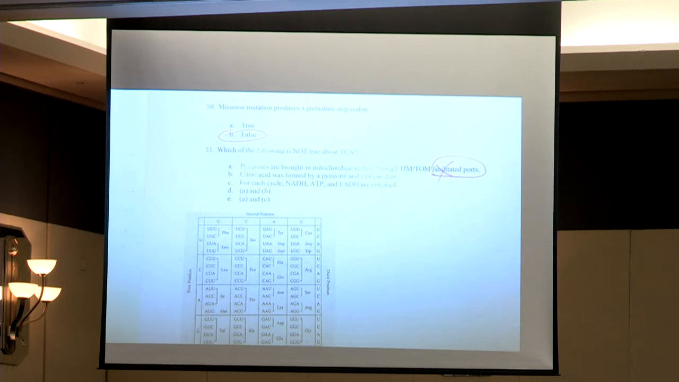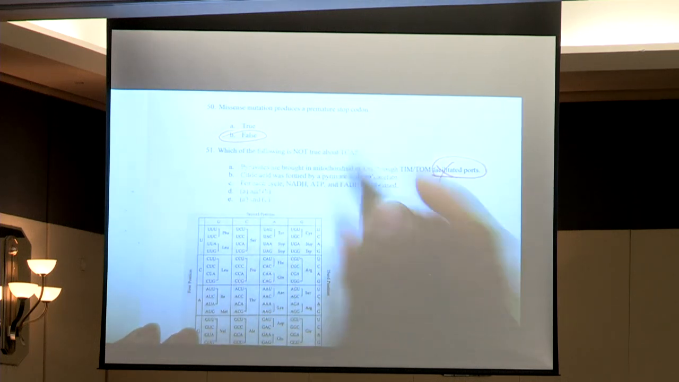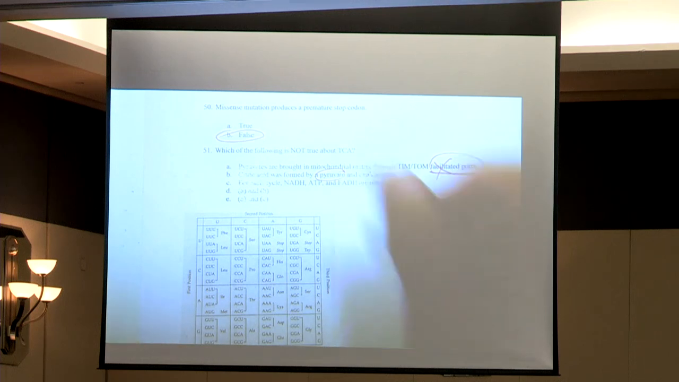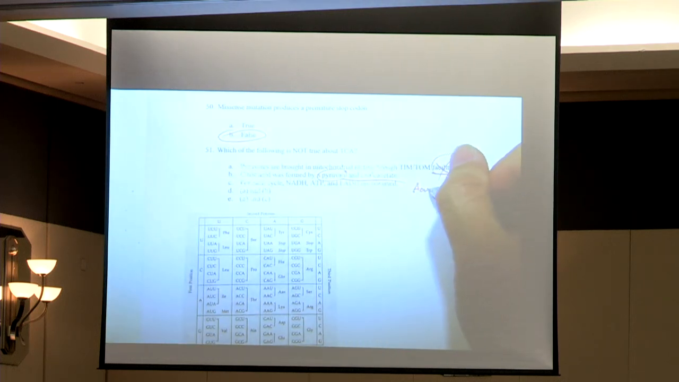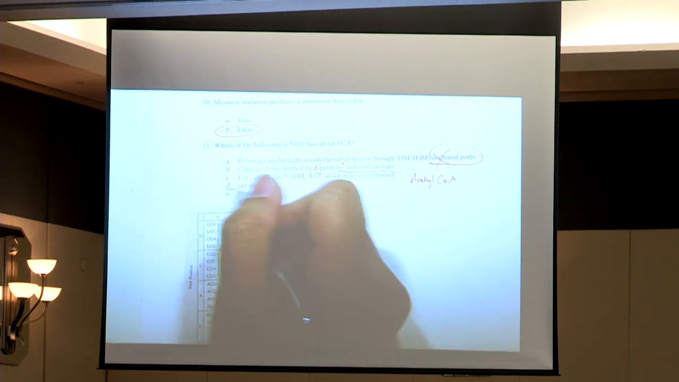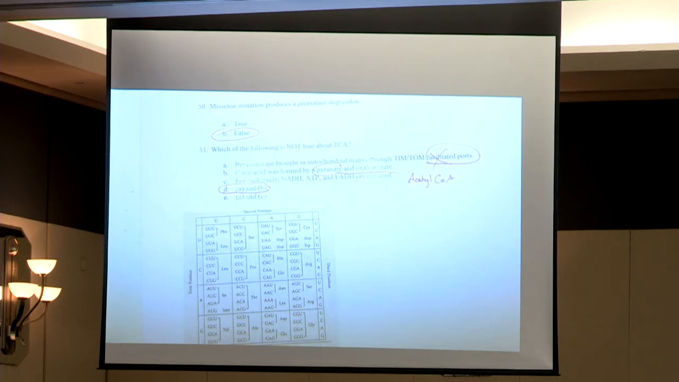Okay. Citric acid is formed by pyruvate and oxaloacetate. Everything is correct except this one. What combines with the oxaloacetate to get citric acid? Acetyl-CoA, right? So that one has to be acetyl-CoA. So for each cycle, NADH, ATP, and FADH2 are obtained. So that one is correct. So the not correct ones are A and B, right?